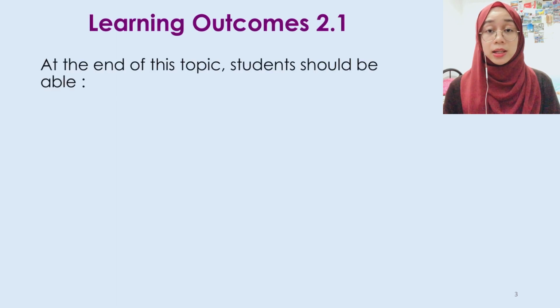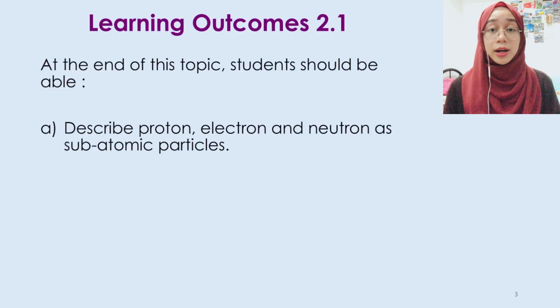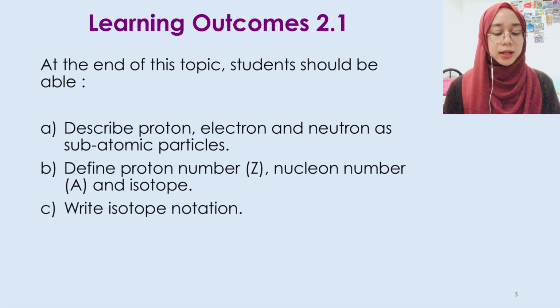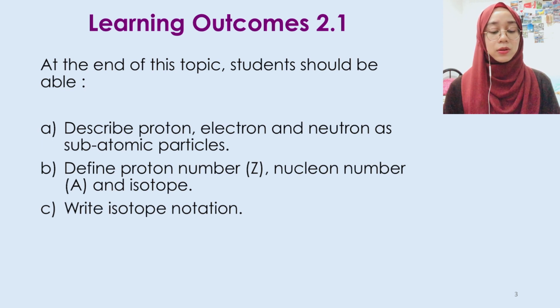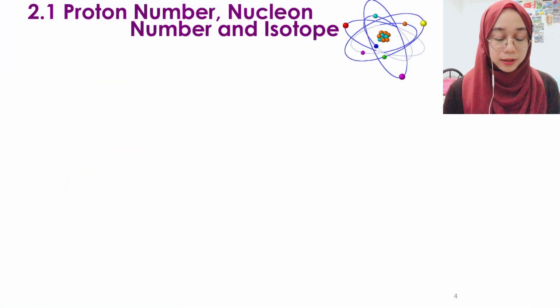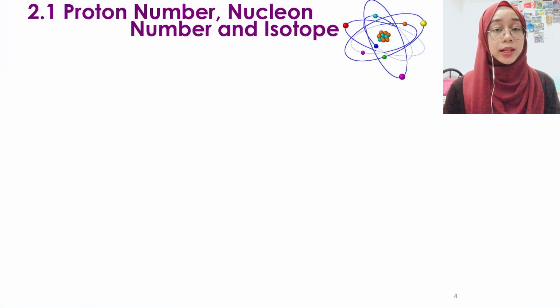So by the end of this lesson, you should be able to describe proton, electron and also neutron as the subatomic particles. And then we will also be learning about the definition of proton number and also nucleon number, and also isotope. And lastly, how to write the isotope notation. Okay, so you'll be able to do all this by the end of this lesson. First, let's have a look at what is atom.